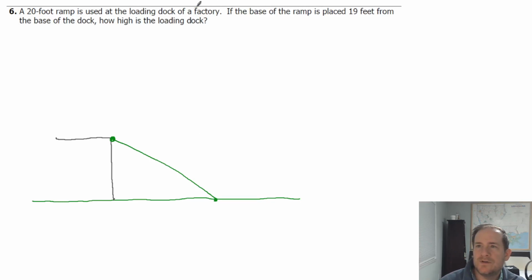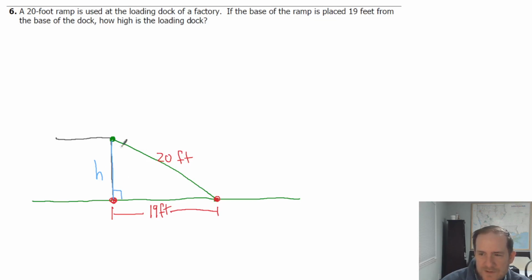And that's what it says here. We've got a 20-foot ramp. So this hypotenuse that I just drew, that's the 20 feet. And then if you keep reading, it says if the base of the ramp is 19 feet from the base of the dock, well, here's the base of the dock, and here's the base of the ramp. So they're trying to tell you this distance. 19 feet? Yeah, so we throw 19 feet in there. Okay, and then what we're trying to solve for is this height right here.